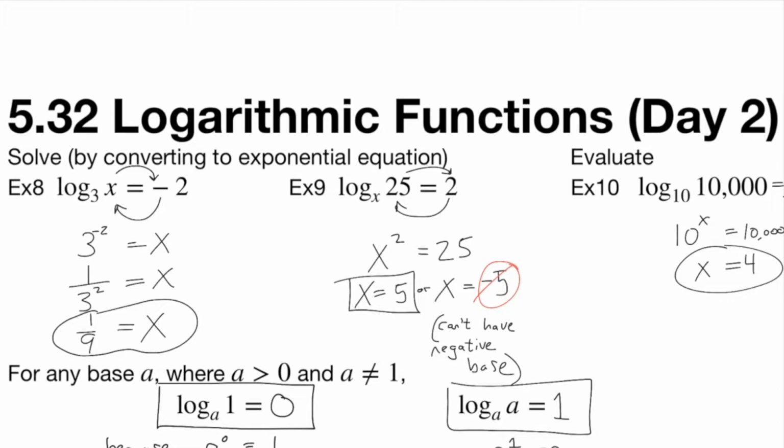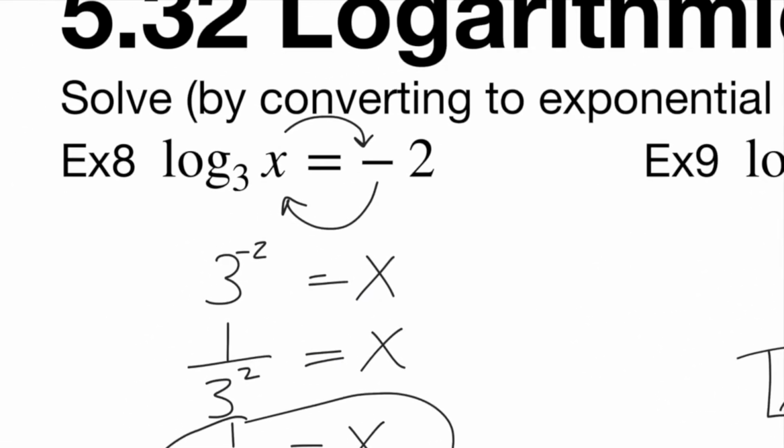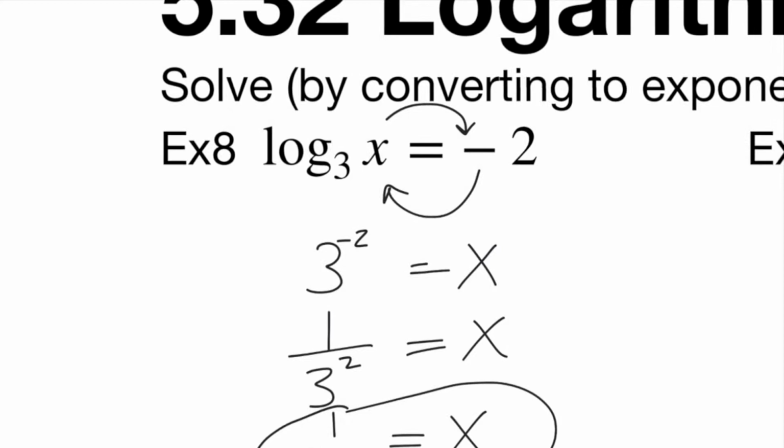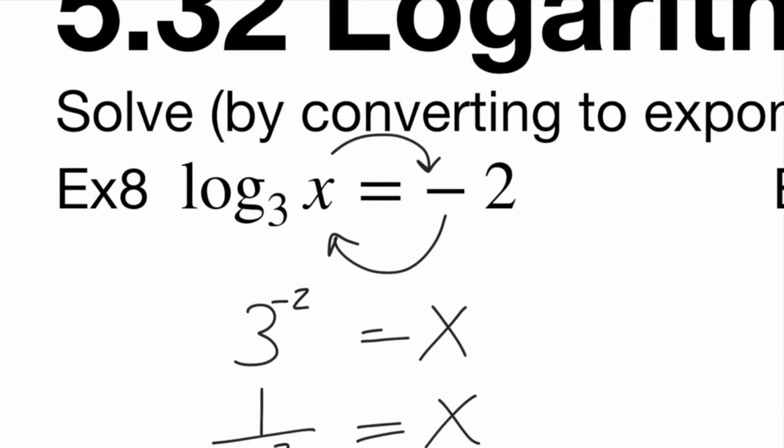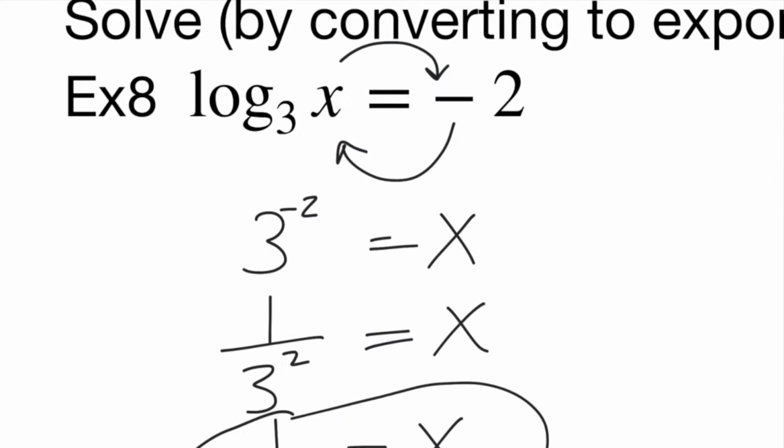Welcome to day 2 of section 5.3, logarithmic functions. Yesterday we learned how to convert between exponential and logarithmic, and today we're going to solve logarithmic equations by converting them. So check this out. In example 8, if you wanted to find the log base 3 of x and that were equal to -2, it's a lot easier to solve the exponential version.